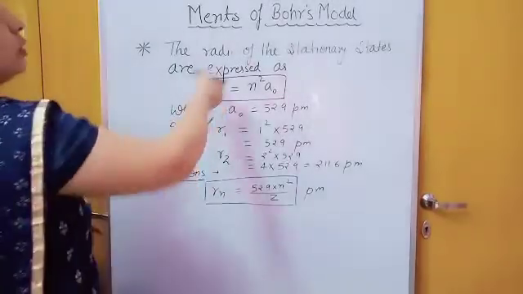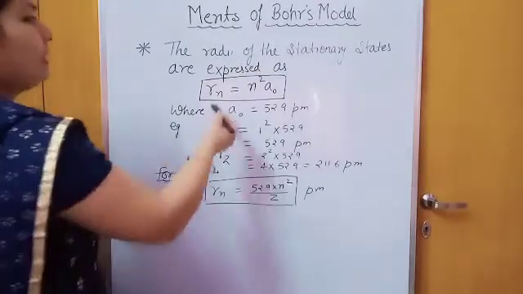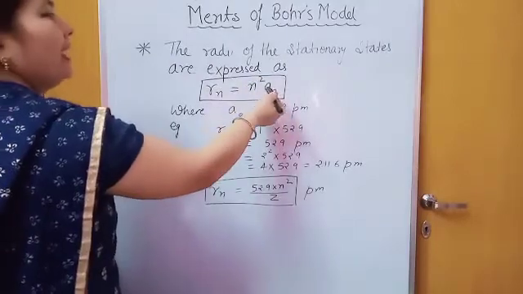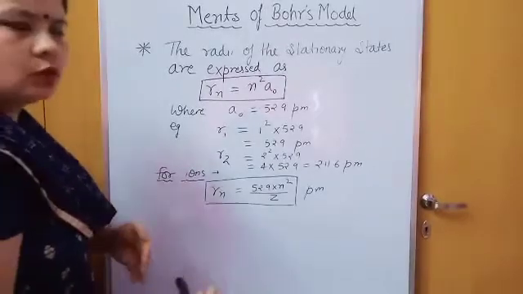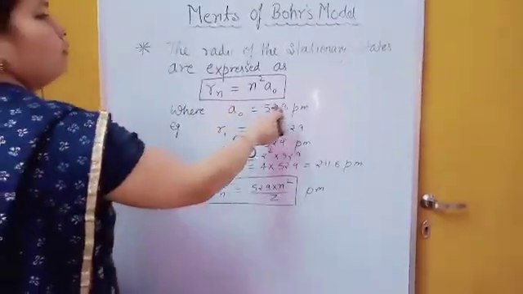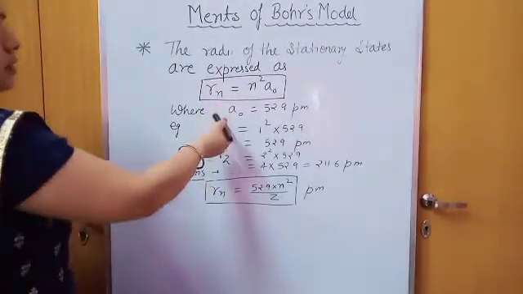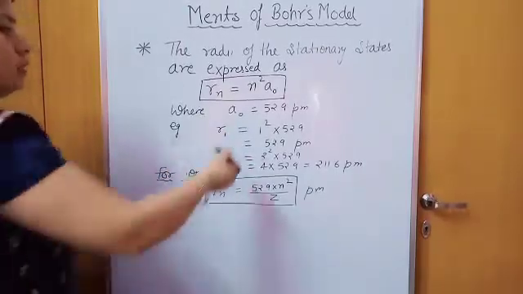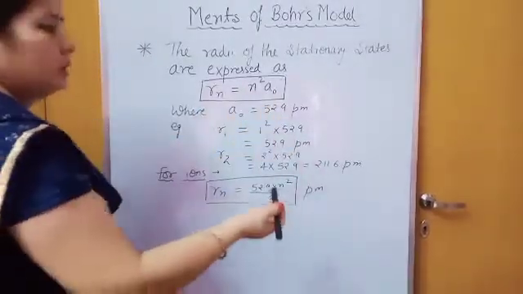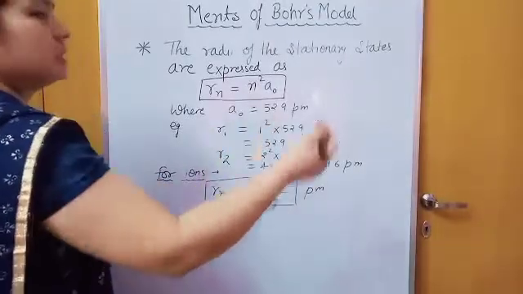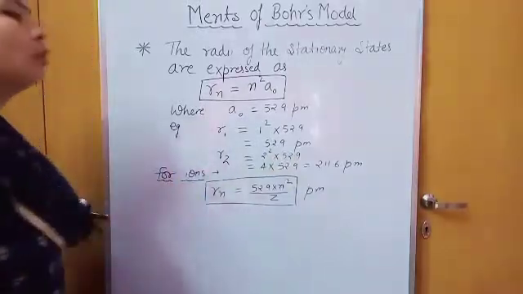Now just see, the radii of the stationary states are expressed by another formula: Rn is equal to n square a naught. We have a fixed value of a naught in terms of picometer, which you can also convert. a naught is equal to 52.9 picometer. Suppose you have to calculate the radius for the first orbit. Here n is equal to 1, 2, 3, which represents the orbit number: first, second, third. Now 1 square into 52.9, so your answer is 52.9 picometer.